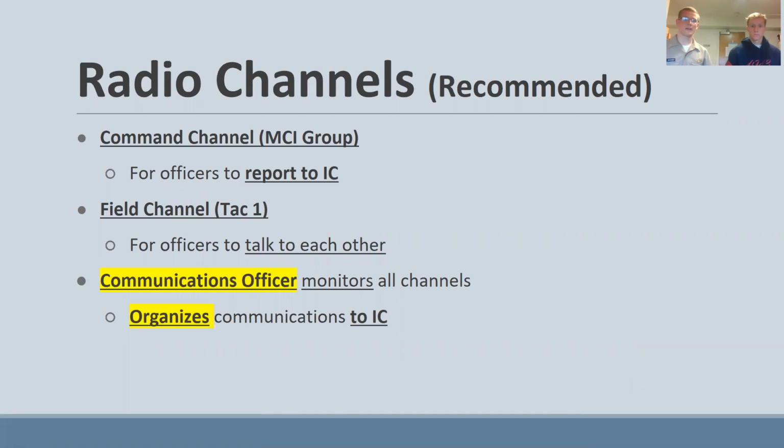So for us, we will have 2 channels. We have the command channel, which is the MCI group on the radio. This is for all the officers to report to the IC. So if you need to give an update or ask the IC something, that's the one the IC will be monitoring. And then for everyone else, there's the field channel, which will be TAC 1. This is for all the officers to talk to each other while they're on the field. If they need to ask each other something or update each other, that's what they'll be using. And then it is the job of the communications officer to monitor all those channels and record them for accountability, and if they need to organize it and report anything to the IC, that's also their job.